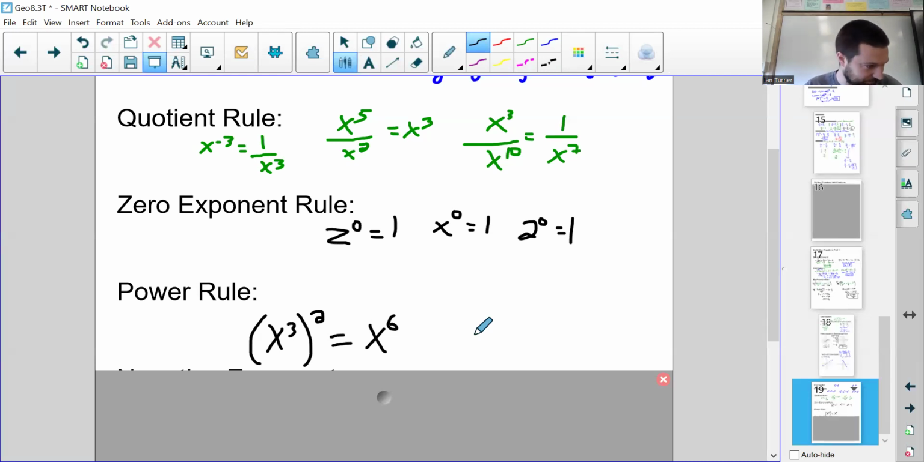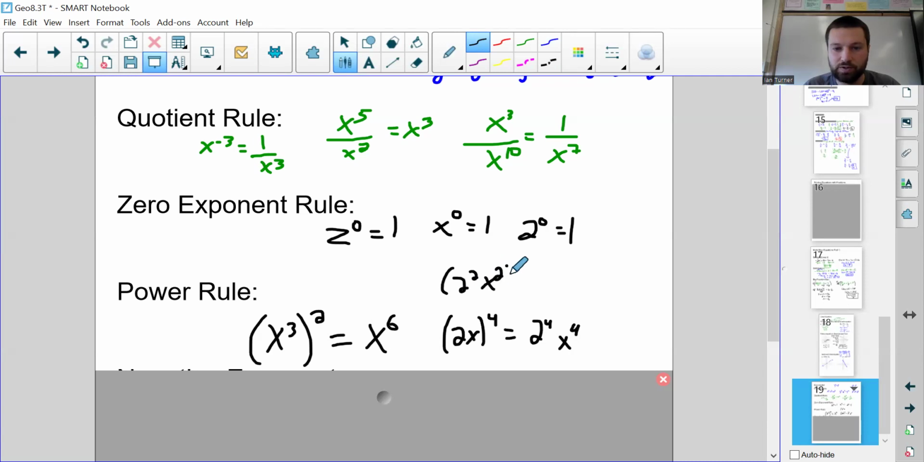Let's see, what else do we got here? If you had multiple things in there, so let's say, like we did in class at some point, we had 2x to the 4th, the whole thing to the 4th, we get 2 to the 4th and x to the 4th. So we distribute that exponent. And if it was 2 squared x squared, all to the 4th, then we get 2 to the 8th, because again, we multiply, and x to the 8th. Okay, let's see. Are there any other examples we want to do?